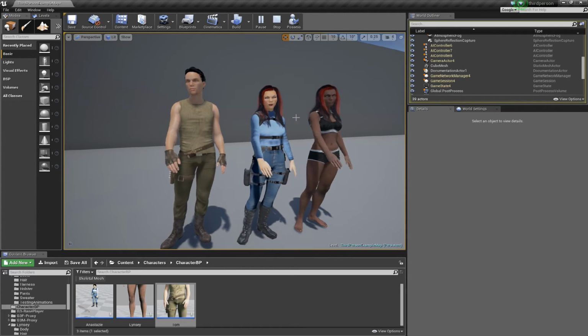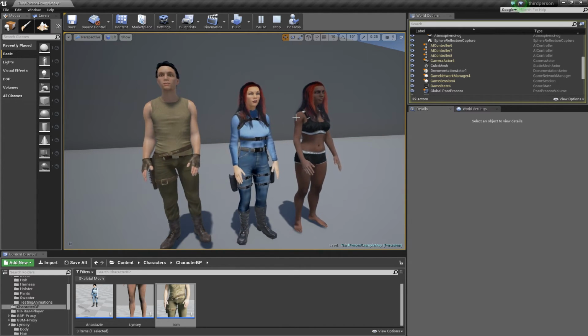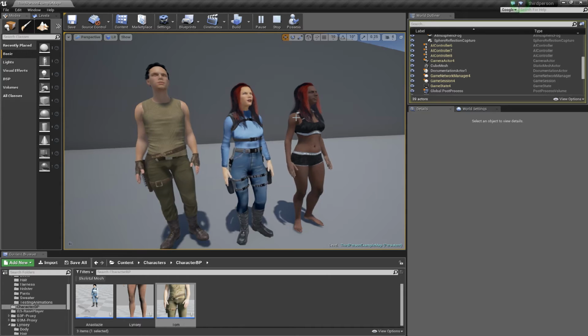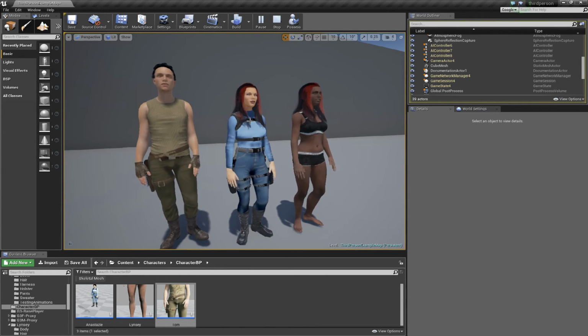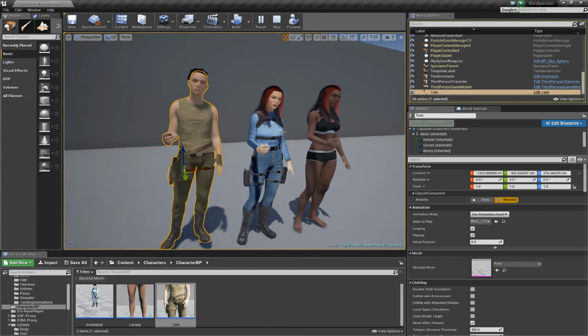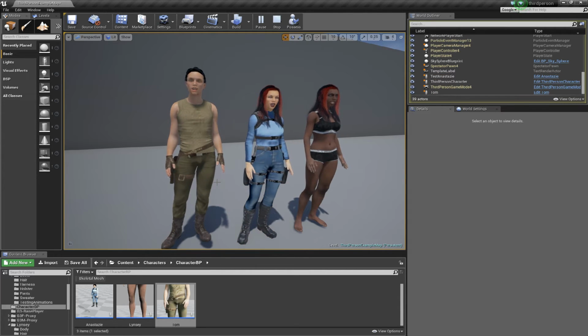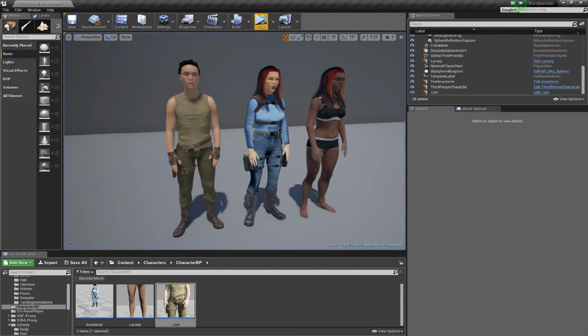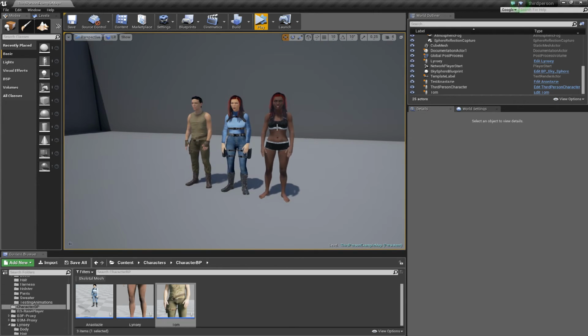All three characters are on the same pipeline, being driven by single channel animation, so you only have to author one set. If you make an expression set for the female, it will work with the male model and vice versa. So, I think that's all there is to it.